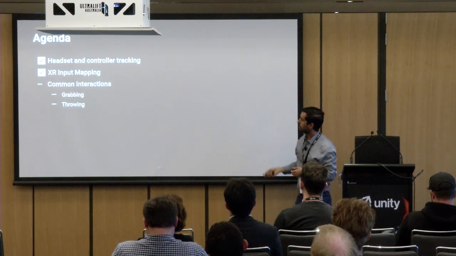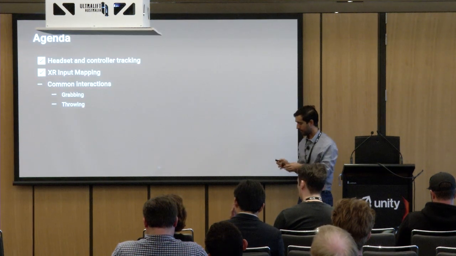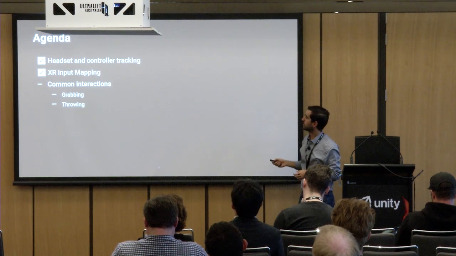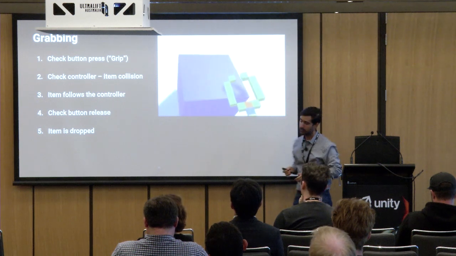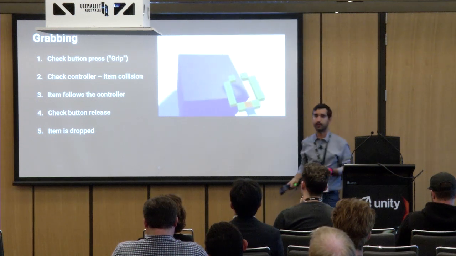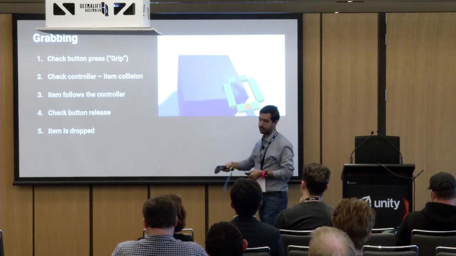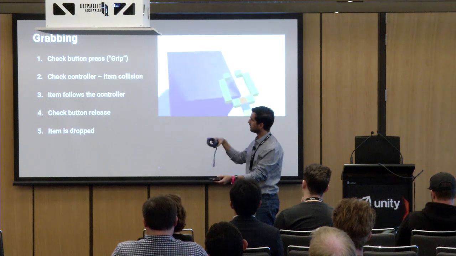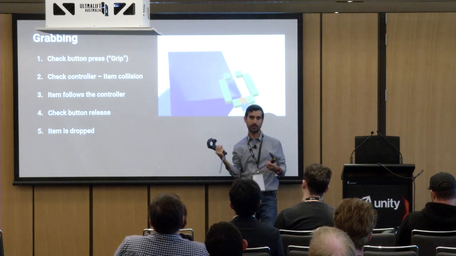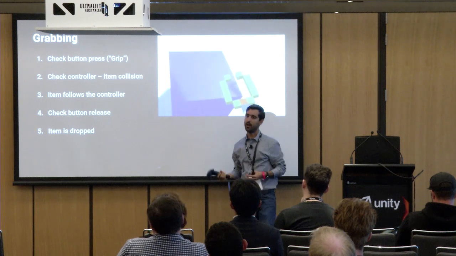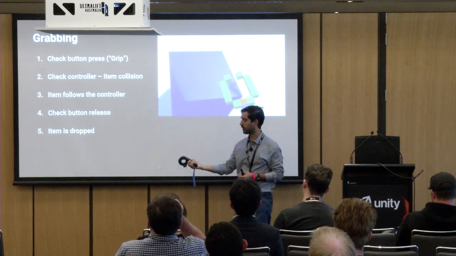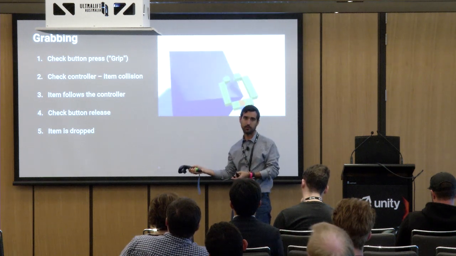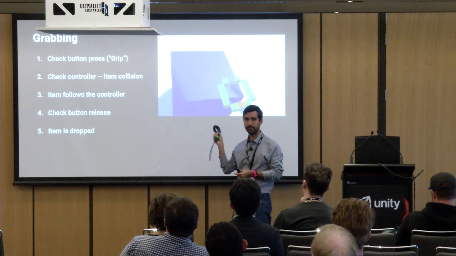Then the other aspect has to do with two common interactions. So let's start talking about grabbing first. So how are we going to implement grabbing? Let's say I've got the controller and I want to grab this object here. So the first thing that we're going to do is define what button we want to use for grabbing objects. And most VR applications use this button here on the side. It's usually called the grip button, and Unity refers to it as the grip button on the manual.